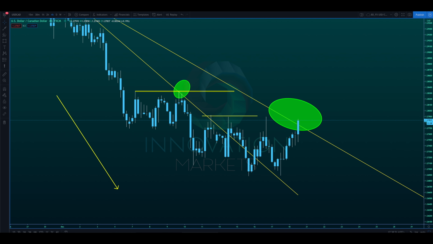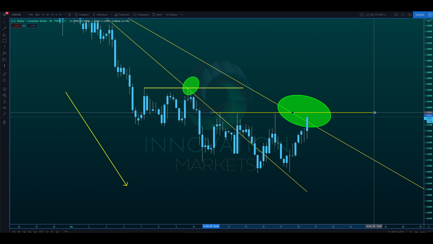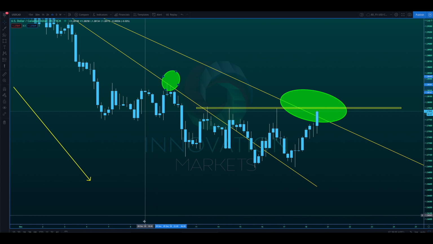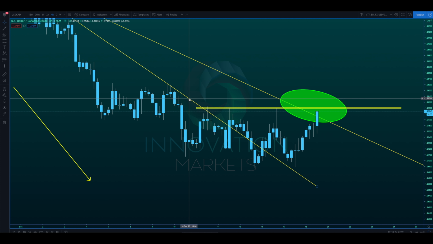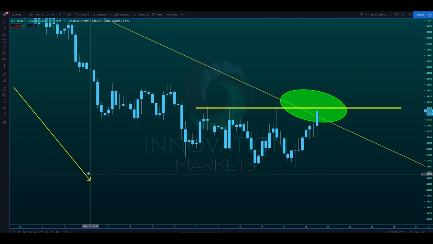And it just happens again and again and again. Now here, we can see this is the lower high. So this is going to be very important coming into next week on USD CAD. So you can watch this one. Let's just get rid of these trend lines for the moment and just clear this up.